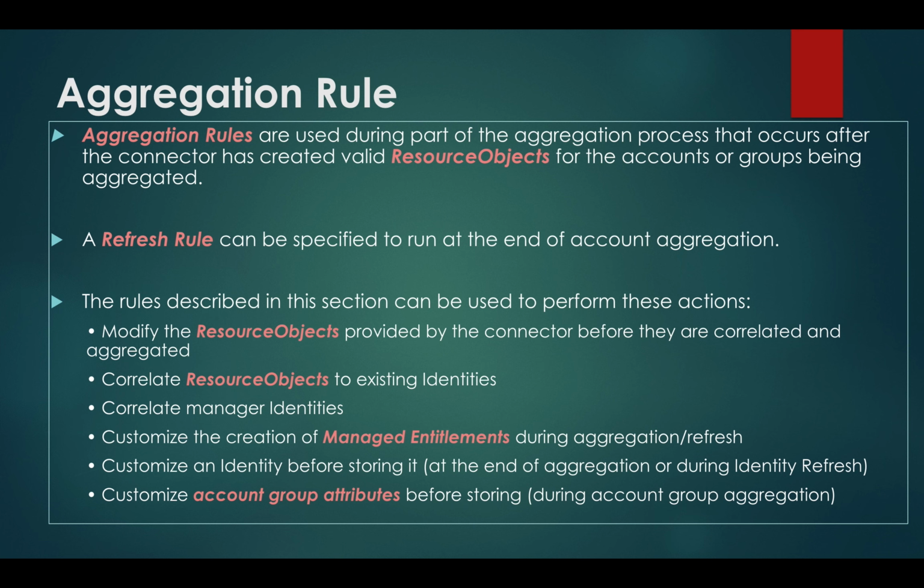We can also correlate the resource object to existing identities. We can even correlate manager identities. We can customize the creation of managed entitlements during aggregation or refresh, and we can customize an identity before storing it, at the end of aggregation, or during identity refresh. We can even customize account group attributes before storing them. Some applications of aggregation rules can be setting up default passwords and emails, and it can also include the customization of the resource object.